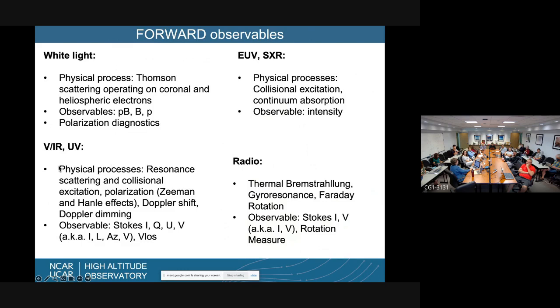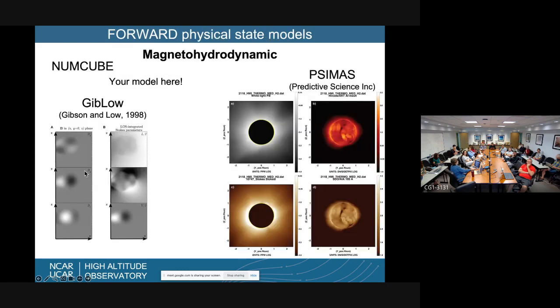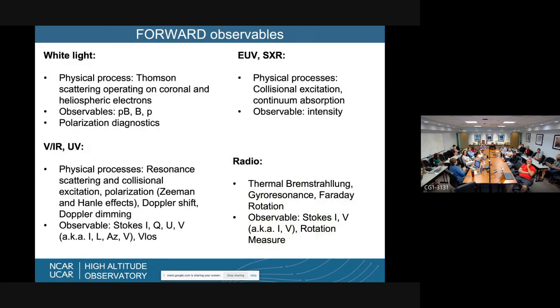In the visible and IR and in the UV, we've got resonance scattering. We've talked about that this week, as well as collisional excitation. We've got, of course, the polarization, diagnosing the magnetic field, both the Zeeman and the Hanle effect. We've got Doppler shift. We've got Doppler dimming, which is something we've implemented in the ultraviolet lines. And you can observe IQUV, you can observe the velocity, et cetera. And we can talk about any of those processes if you want, but for now, I'm going to move on. Then we've also got radio.